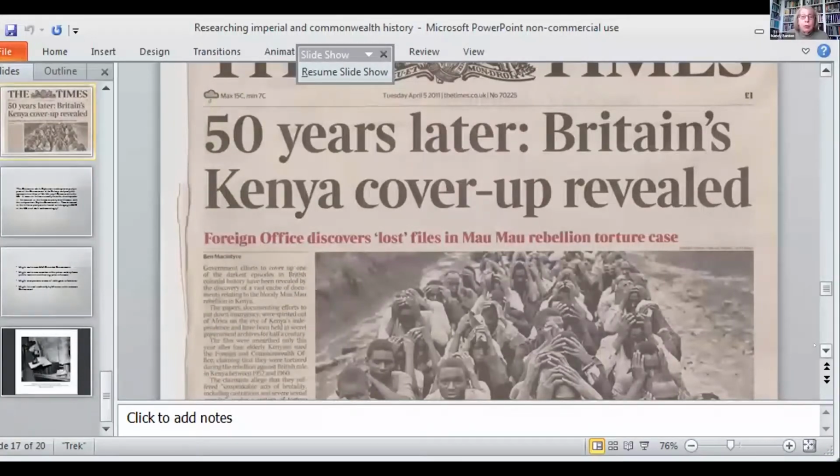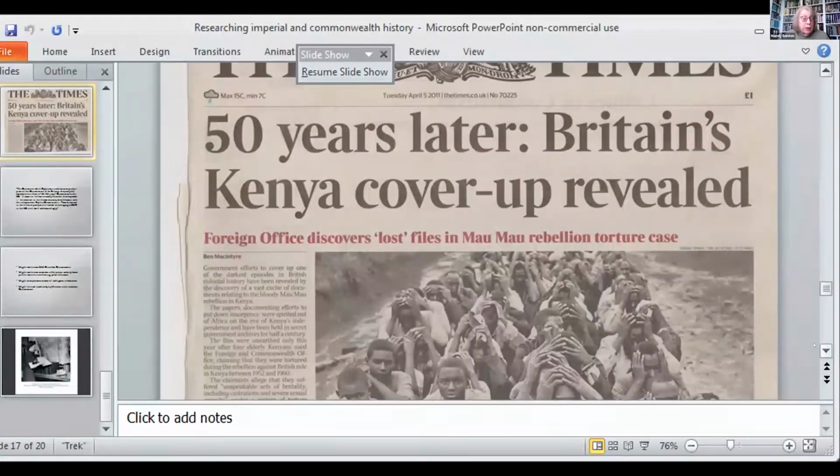One morning in April 2011, BBC News noted a report in the Times of the so-called discovery of papers supporting a class action brought against the UK government by veterans of the struggle for independence in Kenya, surviving members of the movement known as Mau Mau. I bought a copy and found this front page story. It confirmed rumours and half-truths long in circulation.